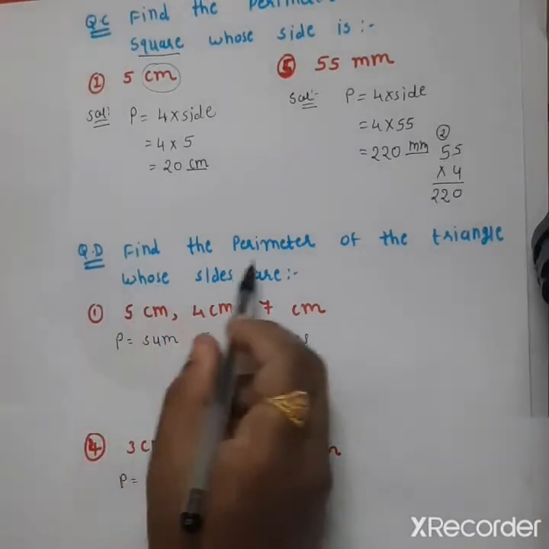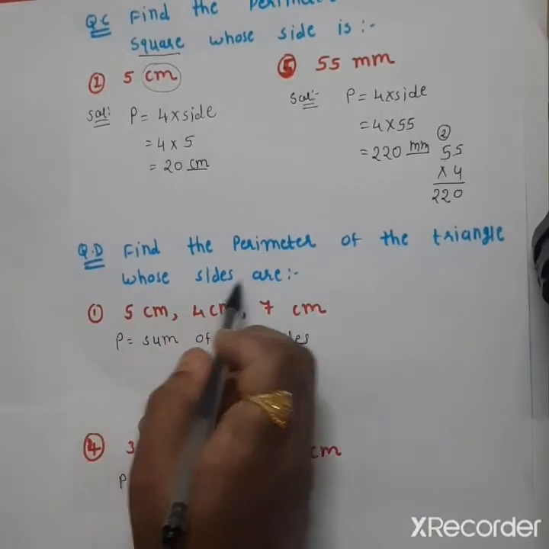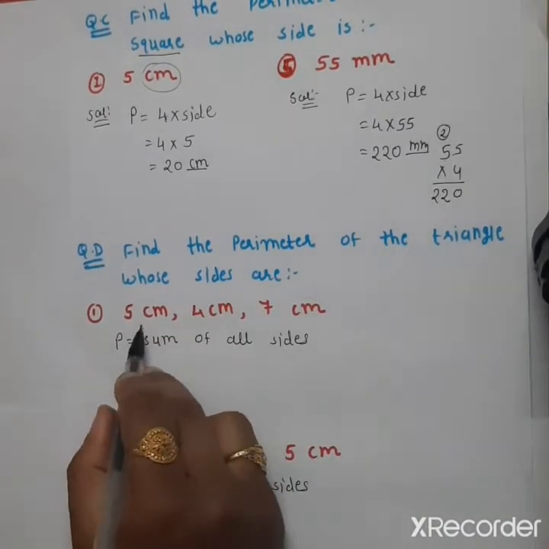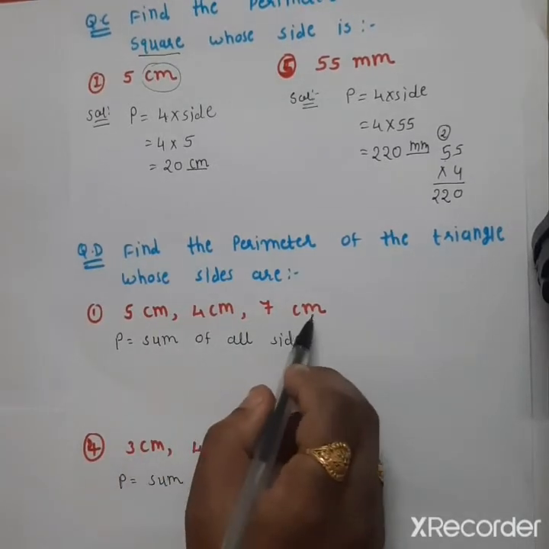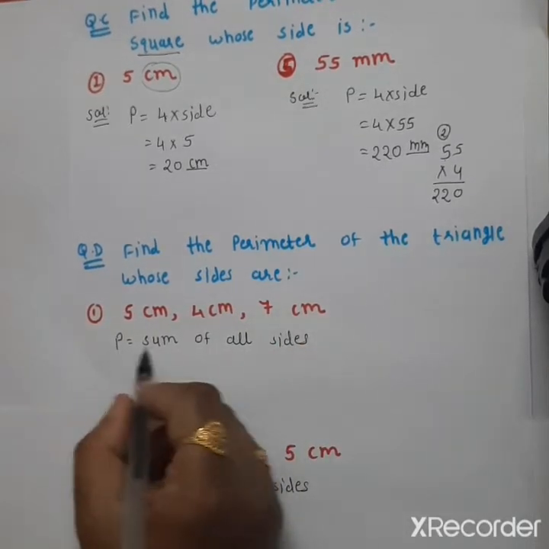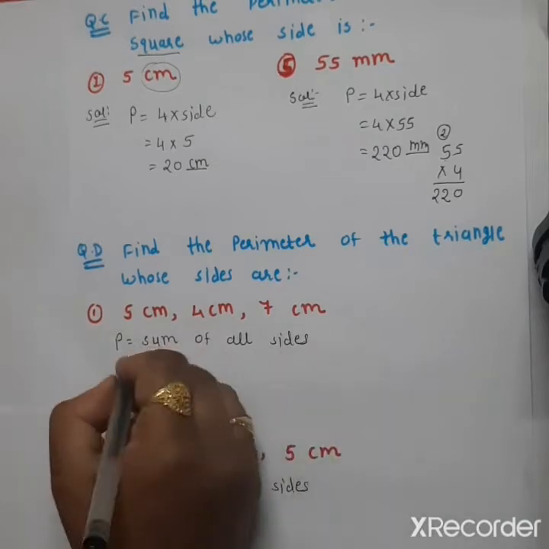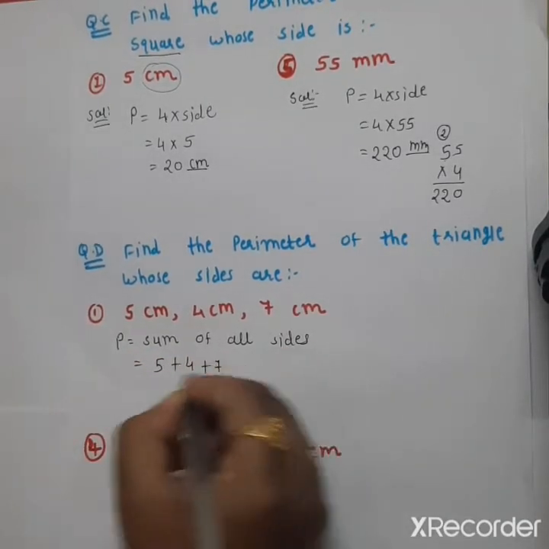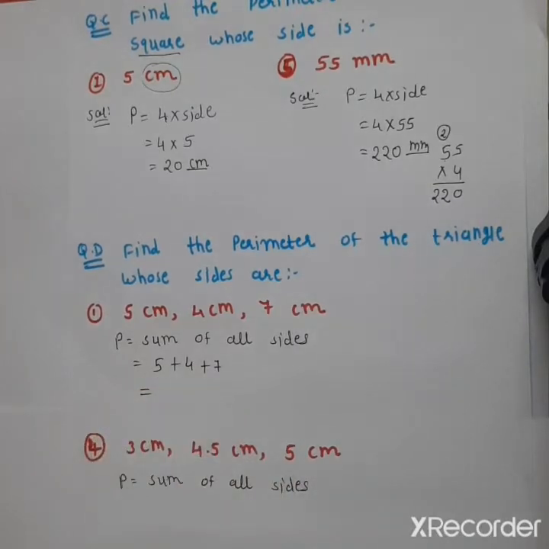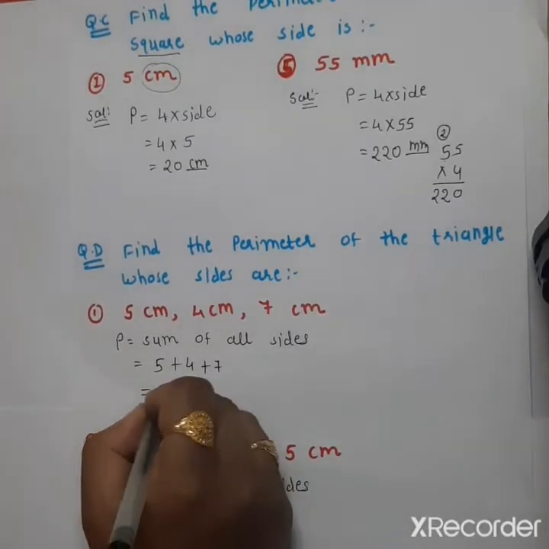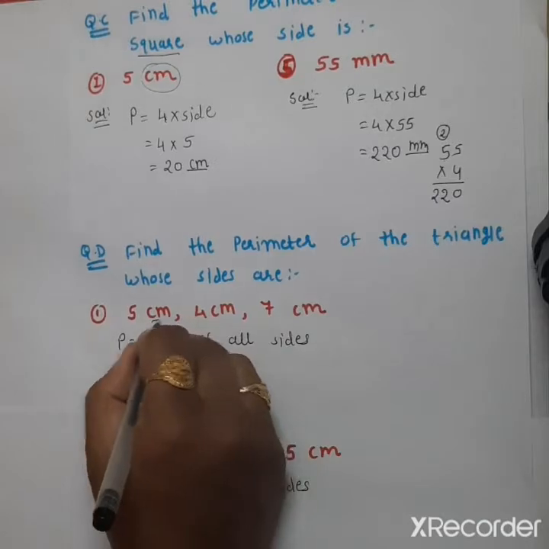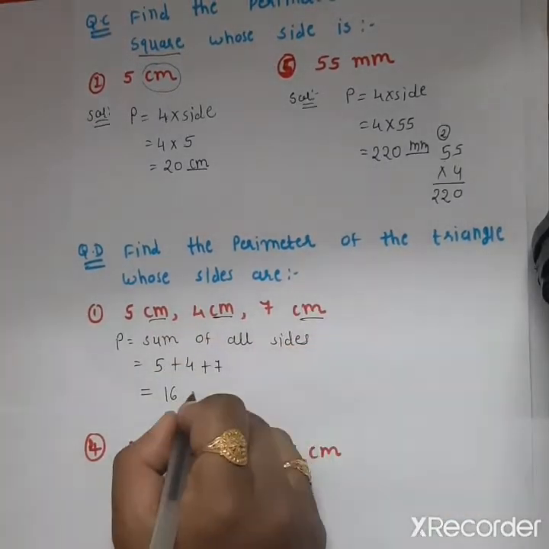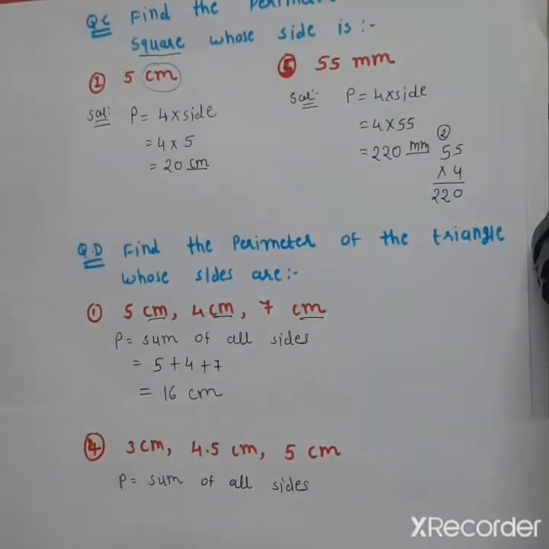Question D. Find the perimeter of the triangle whose sides are given. The first one is 5 centimeter, 4 centimeter, 7 centimeter. Perimeter means the sum of all sides. So here we will add the sides 4 plus 5 plus 7. On adding these numbers, we will get 16. Here, the lengths are given in centimeter, so the unit will be centimeter.